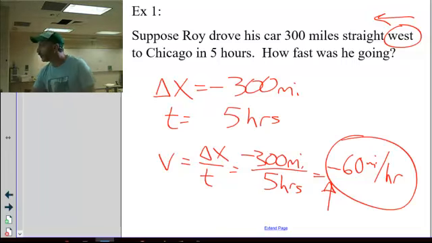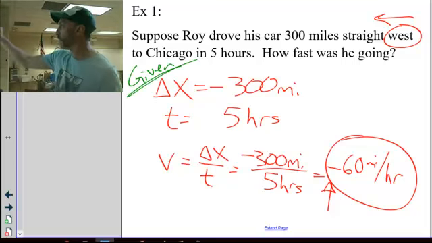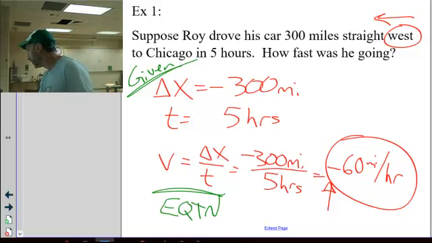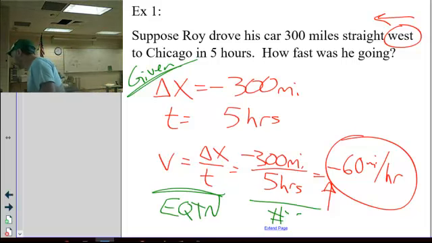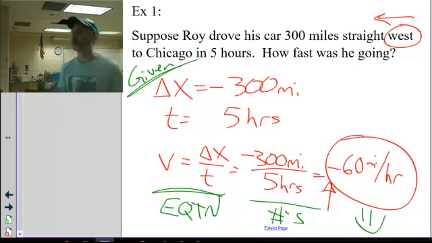All right? So when you solve problems, I want to see this. I want to see you starting by writing out your given information, then give me an equation, then plug in your numbers, and then give me an answer. Okay? Every problem should start this way.